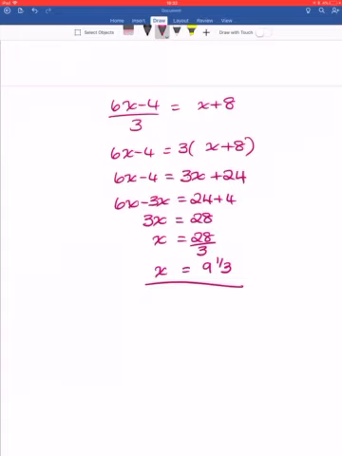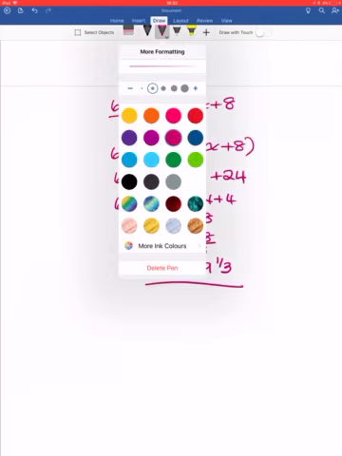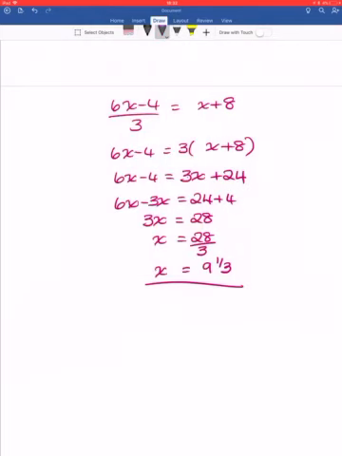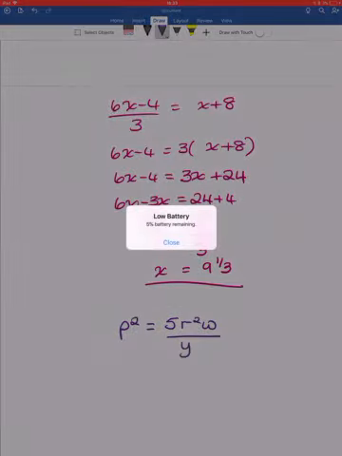I think probably that's okay for the factorising. You just have to think about also making up equations, and rearranging formulas. So let's do rearranging formulas. If I had p squared equals 5r squared w over yz.